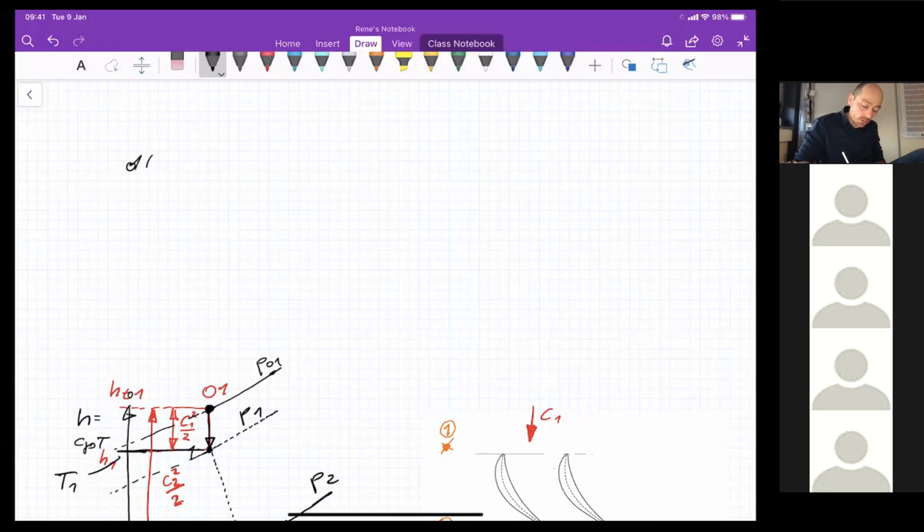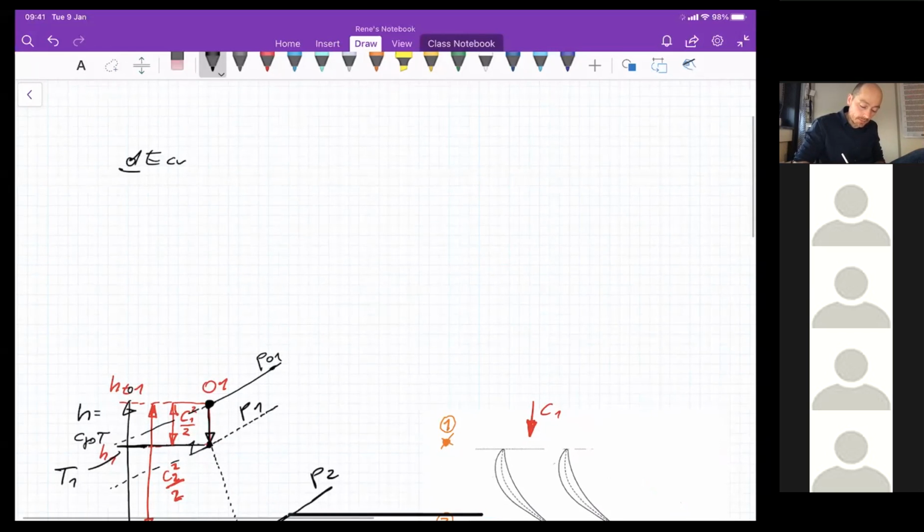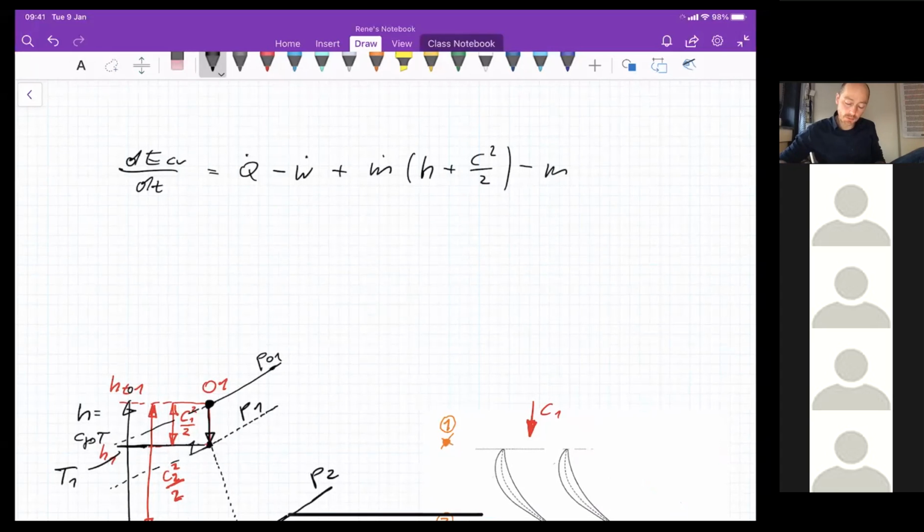So the first law for an open system is this one here, right? Q is the heat transfer across the boundary, plus the work transfer across the boundary, plus mass flow in times enthalpy plus kinetic energy, minus the mass flow out times H plus C squared half. This we call total enthalpy. Usually total enthalpy is written with a subscript 0, so the total conditions are indicated with a subscript 0, or we call it H naught. Okay, H01 is the total enthalpy.